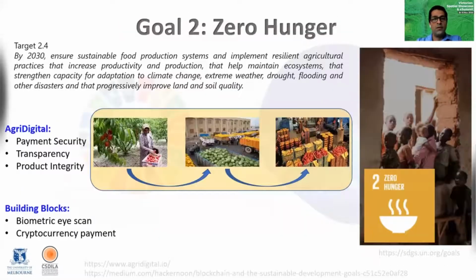Goal number 2 is no hunger. We can provide payment security, transparency, and product integrity for all the participants in different industries like agriculture to reduce hunger. AgriDigital is building integrated blockchain-based solutions to allow all the parties and players across the agriculture supply chain, such as farmers, buyers, and storage operators.